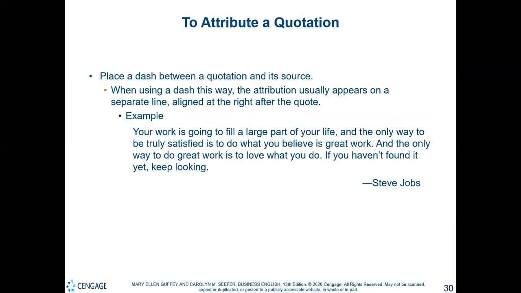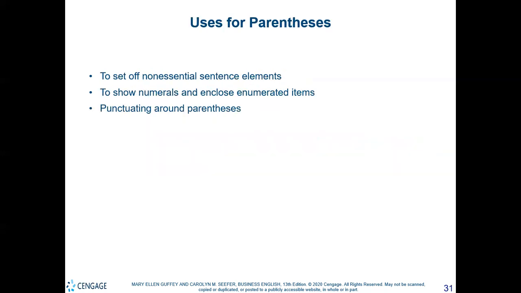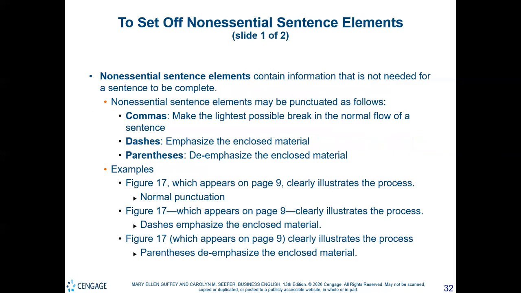To attribute a quotation, place a dash between a quotation and its source. When using a dash this way, the attribution usually appears on a separate line, aligned at the right side after the quote. Example: Your work is going to fill a large part of your life, and the only way to be truly satisfied is to do what you believe is great work, and the only way to do great work is to love what you do. If you haven't found it yet, keep looking. Dash, Steve Jobs.